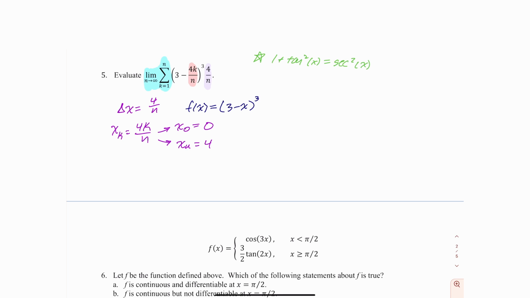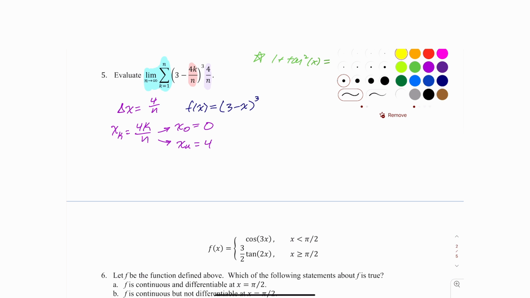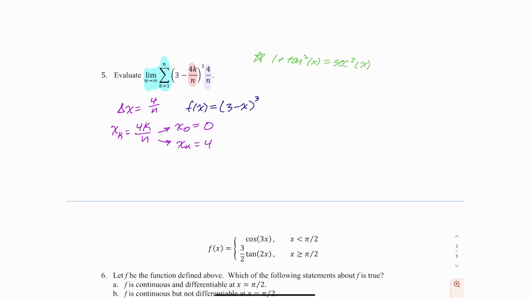Okay, so now that I have this, I'm going to make all my substitutions and write a definite integral. I've already identified the function, and I don't think this yellow color comes through very well. I think the function is the overall 3 minus x cubed, as previously mentioned. All right, so I'm going to write the integral from 0 to 4 of my function, which is 3 minus x cubed dx.